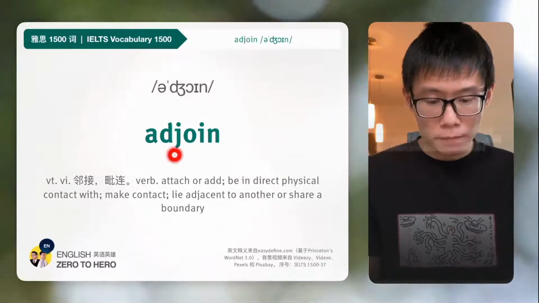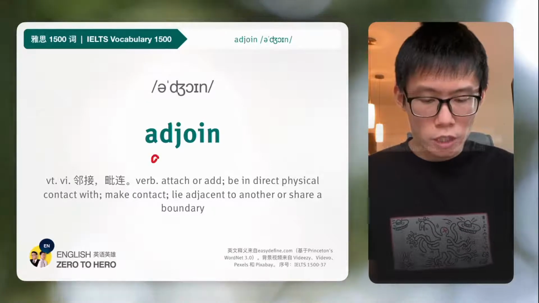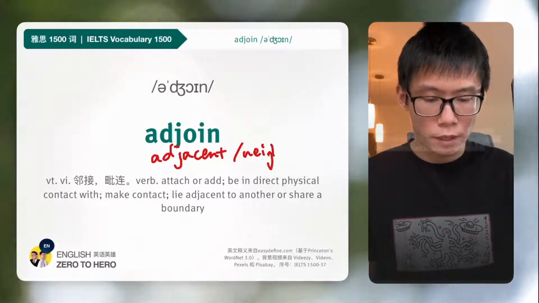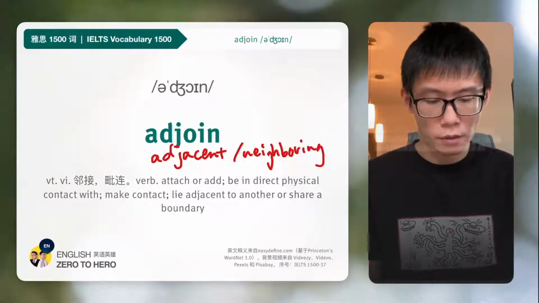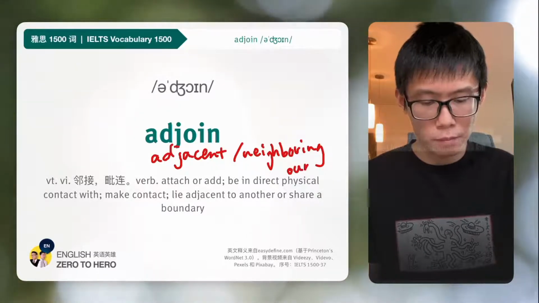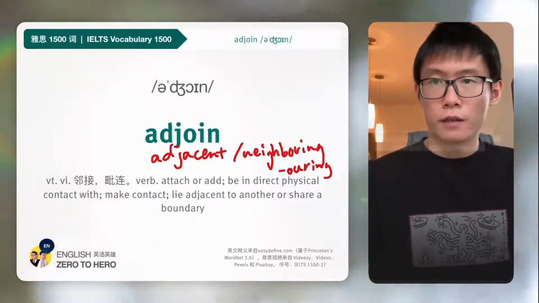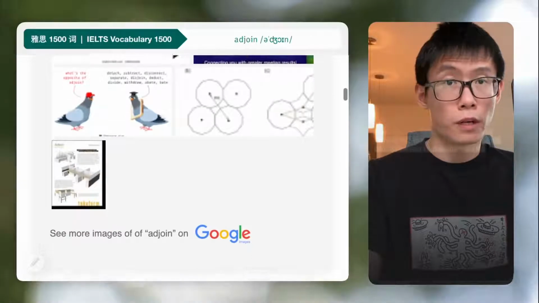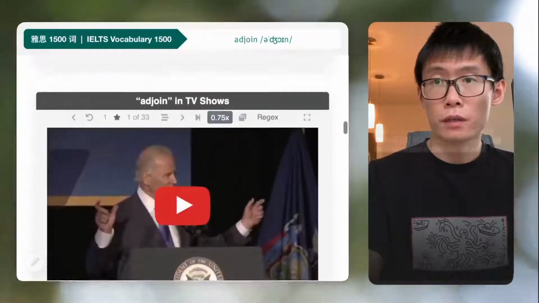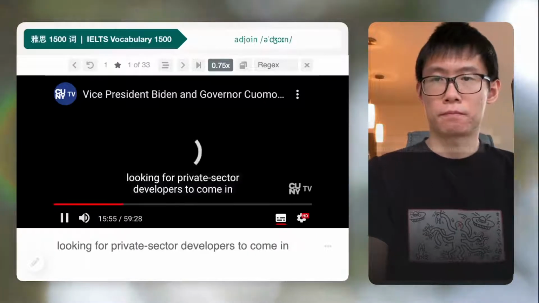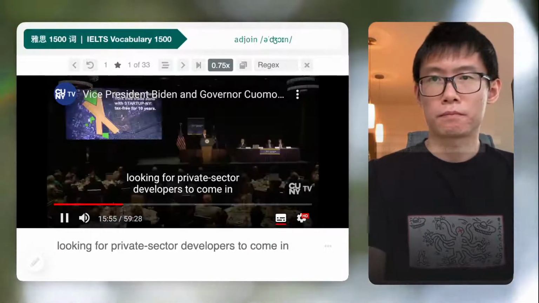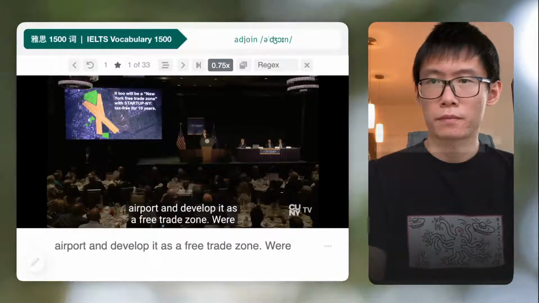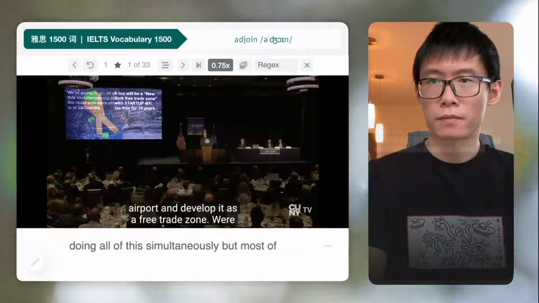The next word is adjoin. Adjoin simply means adjacent, or neighboring, depending on your spelling. So adjoin simply means abut or adjacent to. Let's see, adjoin. Come in, run the airport, take the space that adjoins the airport and develop it.